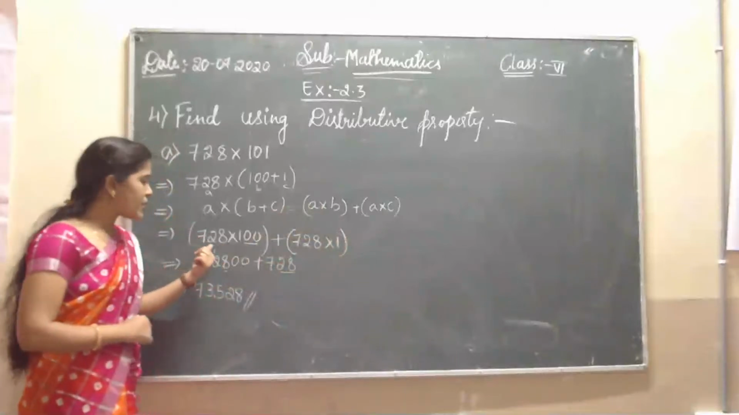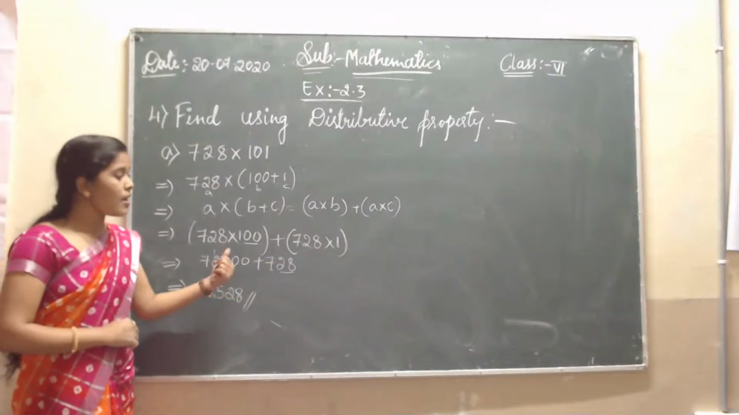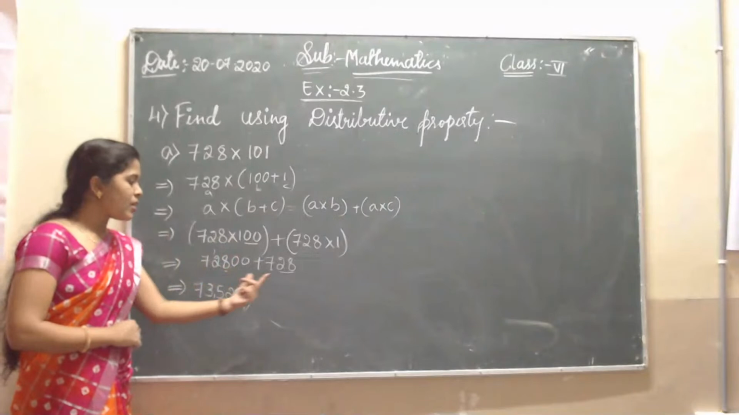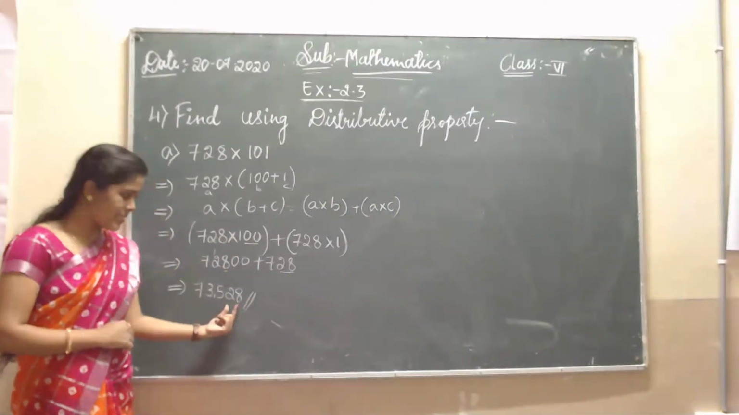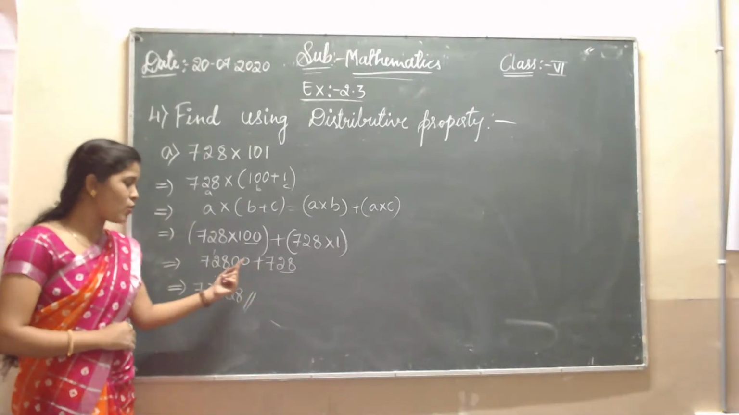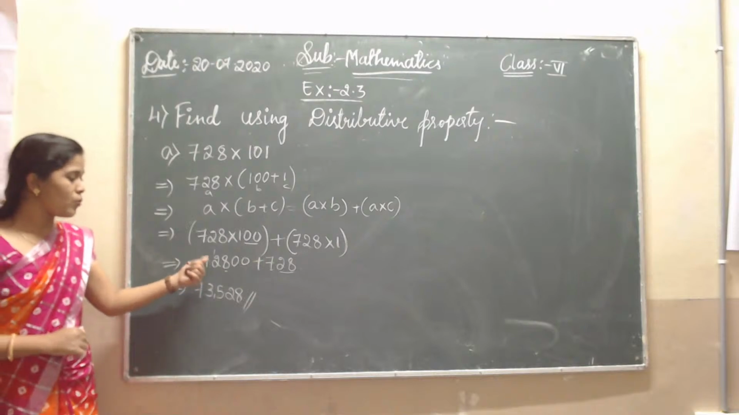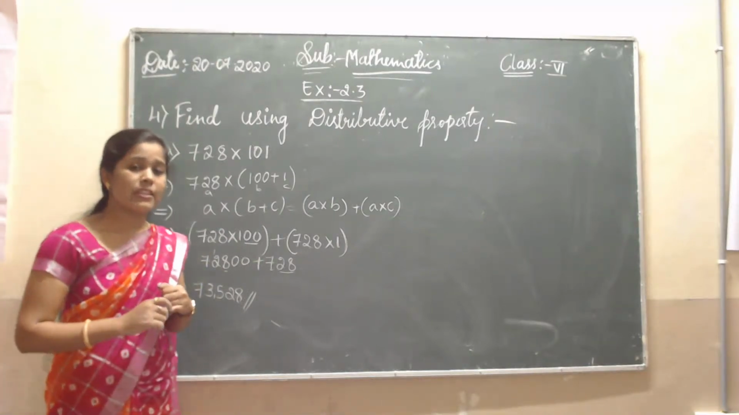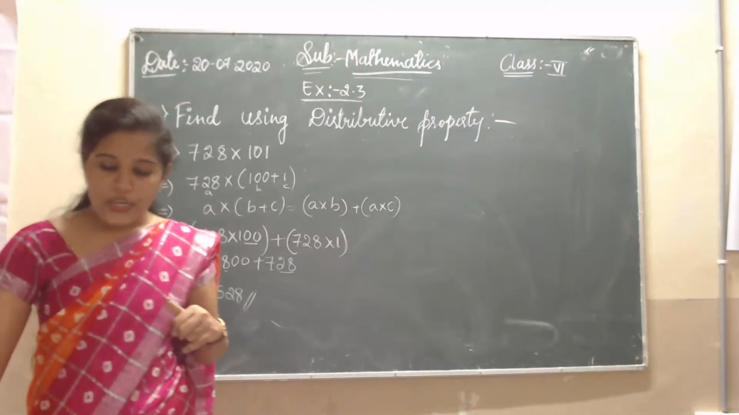Now 728 hundreds are 72,800 plus 728 ones are 728. Now add this here. There are two zeros here. Keep 28 as it is, because 0 plus 8 is 8, 0 plus 2 is 2, 8 plus 7 is 15, 5, 1 carry, 2 plus 1, 3, 7 as it is. So your answer is 73,528. Now, hope you understood.